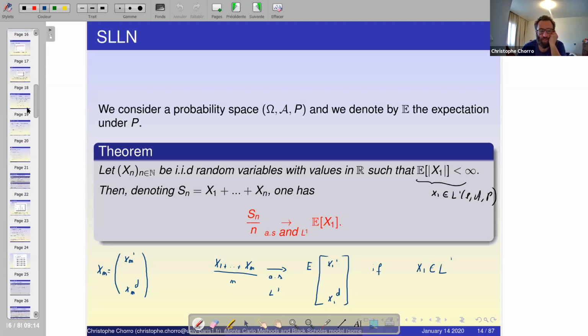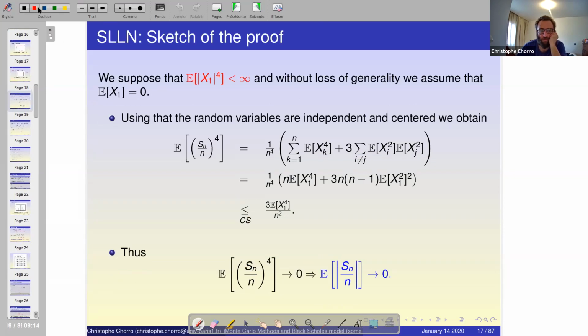So it's exactly what I have written here. If I suppose that I have a fourth order moment, that is something that is more restrictive than to be in L1, then I can prove very basically, and have a look at this one if you are interested, that I have the convergence almost sure and in L1 of the average toward the expectation without complicated mathematics. So it's that easy to obtain it in the case where I am in L4 and not in L1.